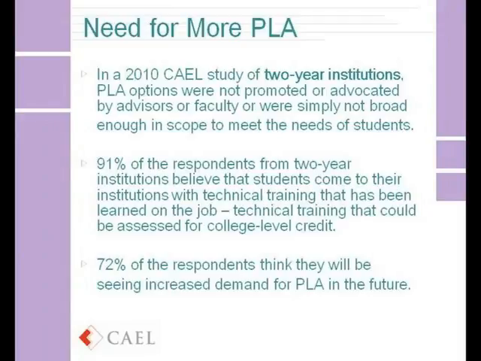And what we found was that PLA options were less used, even though they might be part of the policies at the 2-year institutions. In practice, they were less used than optimally. And 91% of the respondents think that their students do have training outside the college classroom that can be evaluated for college credit. And 72% of the 2-year institutional respondents feel that there will be an increased demand for PLA in the future.